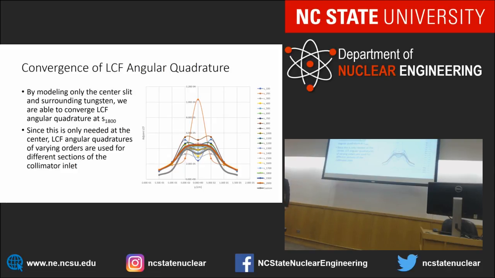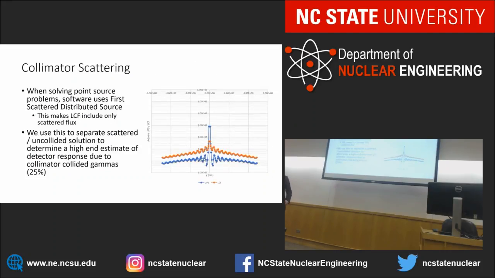We just do that for the center part, and then as you go further and further out, you have an increasingly diminished quadrature order as you get to further and further away slits from the center, because you don't need those for convergence. And then this is a little trick we did with the software package we have. If you do a point source, that's a delta function mathematically. Computationally, you can't really manifest a delta function. What they do is called a first scatter distributed source. And what the ultimate effect of that is that the LCF does not include the uncollided flux in its solution.